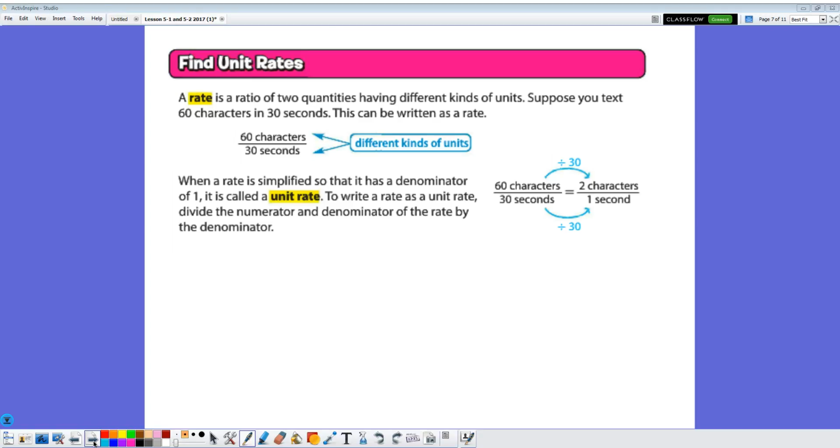Okay, now this is lesson 5.2, unit rates. Okay, I definitely would suggest having a calculator for this to make your division easier. The biggest thing is a unit rate has a denominator of 1. Okay, so we're always trying to get it so it has a denominator of 1.